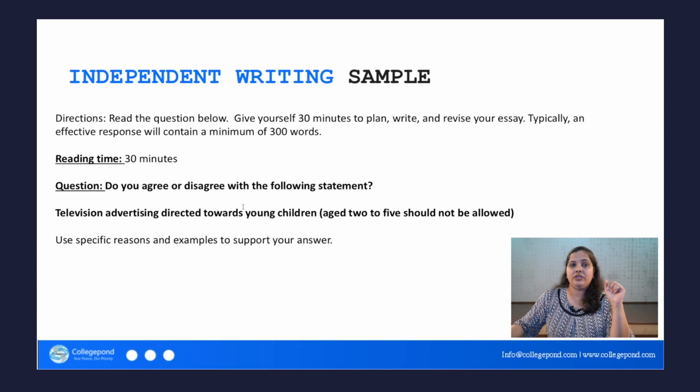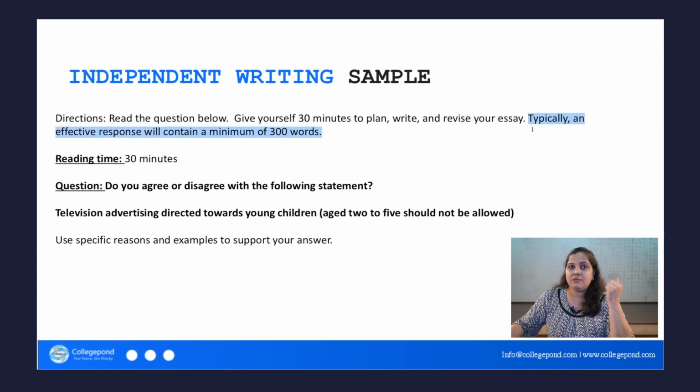This is how the question will appear to you. You will have some directions. So you will give yourselves 30 minutes, and in those 30 minutes, you have to do three main things. You have to plan the whole essay, you have to write the essay, and you have to also revise the essay, which is something that you should not miss out on. It's one of the crucial things that will make or break your score.